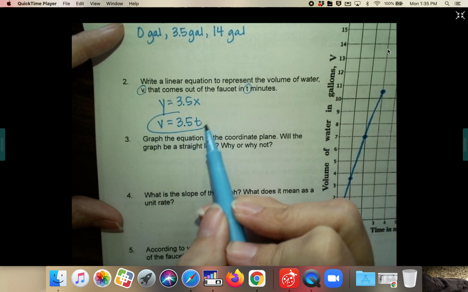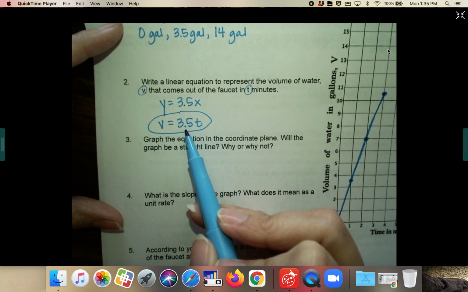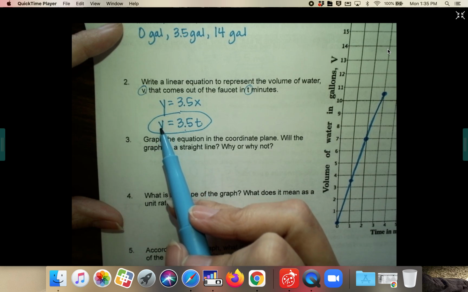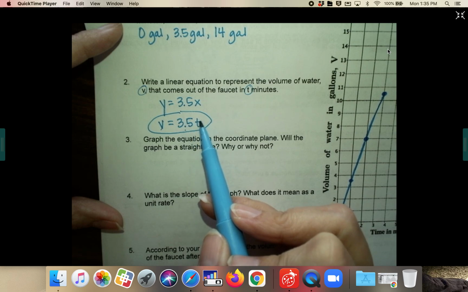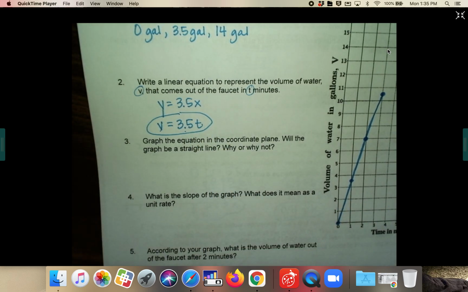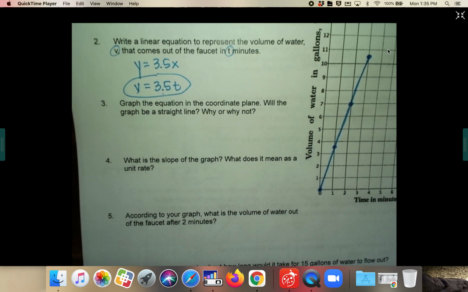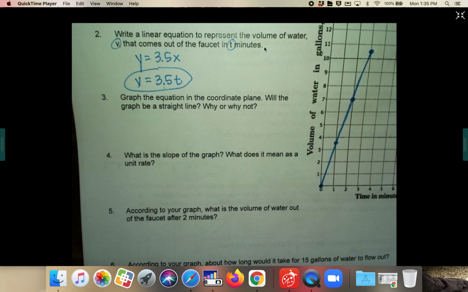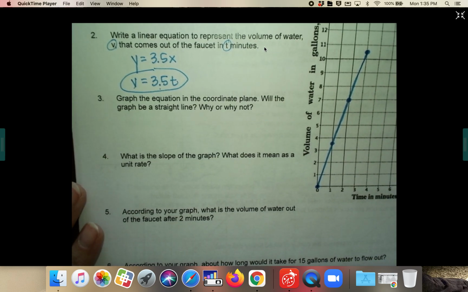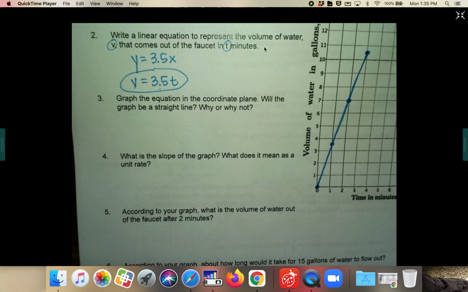So here's your equation. Whatever your unit rate is goes here. Total volume or whatever you're talking about is here, because that's what it's equal to. And you multiply by the amount of time that you're talking about it filling up or emptying out or whatever it's doing. Okay, graph the equation. We already graphed it. I did. I hope you guys did. Will it be a straight line?